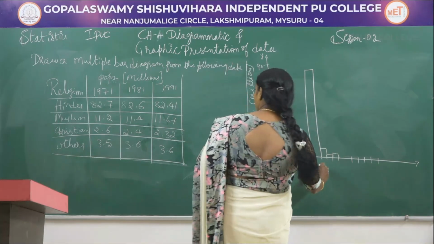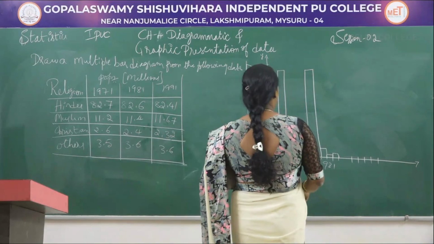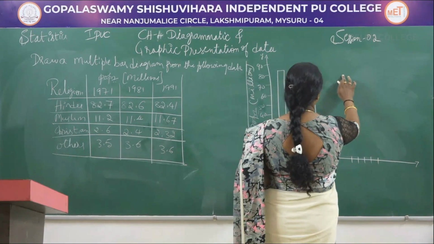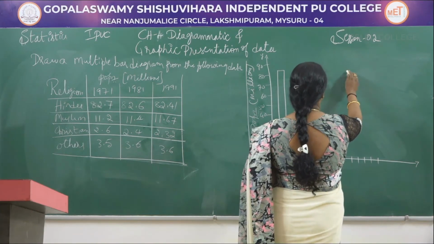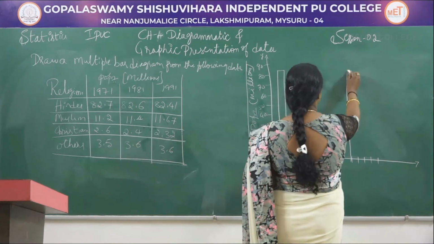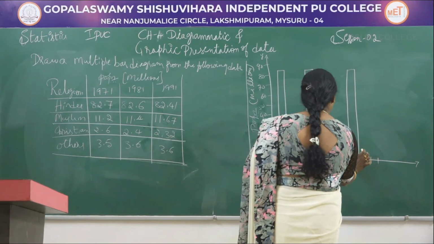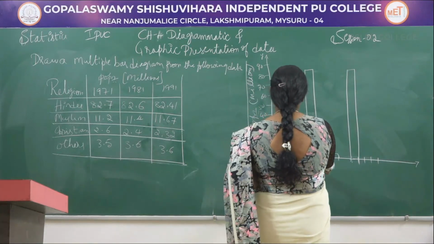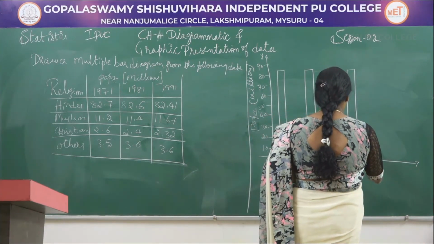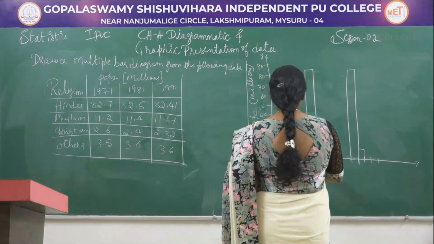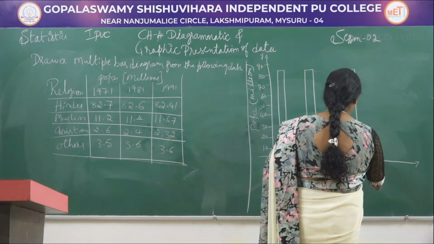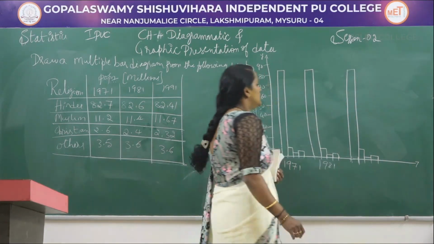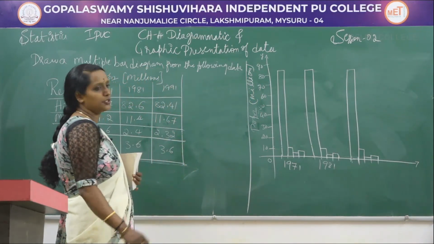Next, for 1991, this is 1981. Next is 1991. Hindus are 82.4. Next, Muslims 11.6. Christians 2.3. Others 3.6. Okay. After drawing this, we have to write the index.